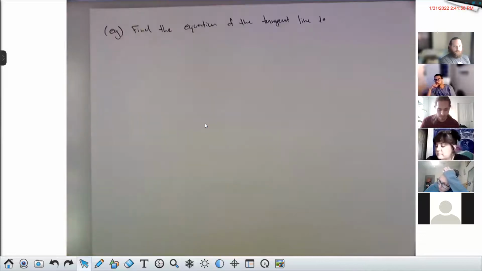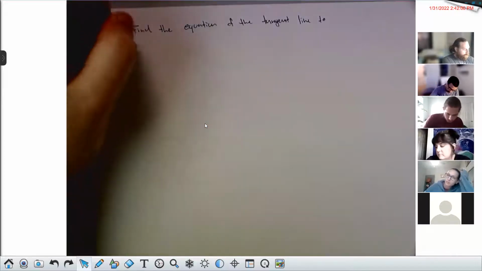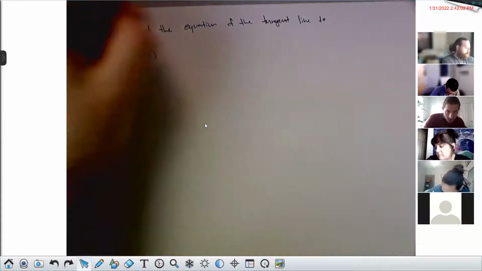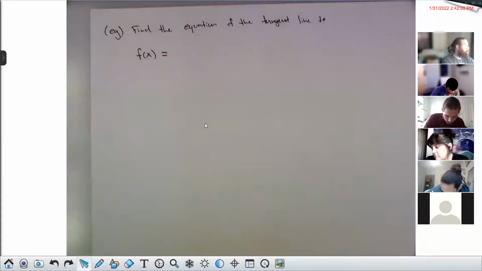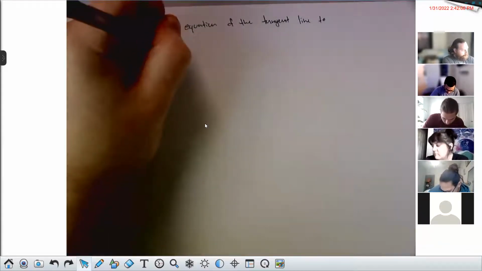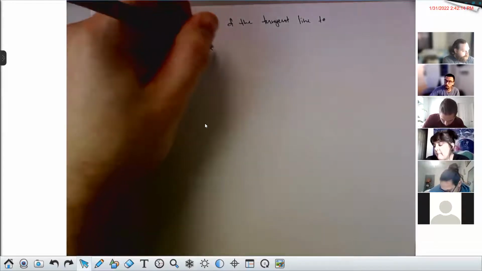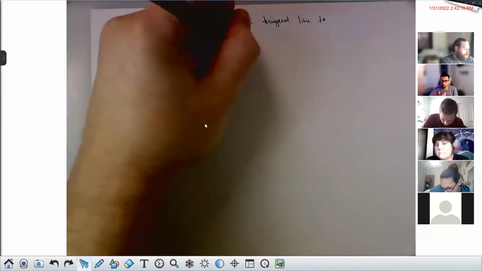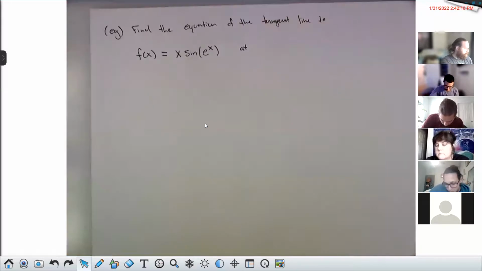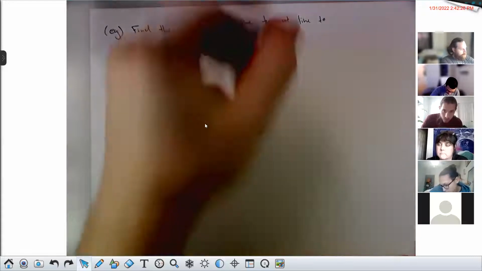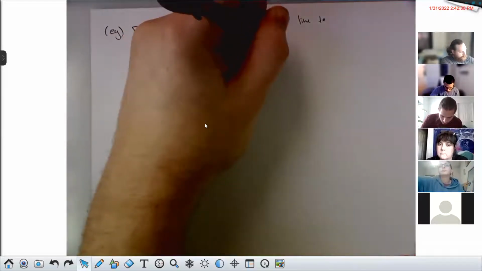Let's do a tangent line problem. Let's find the equation of the tangent line to the function f of x equals, how about, x times the sine of e to the x at the point where, no, let's see, none of this is going to be nice, is it? Zero.